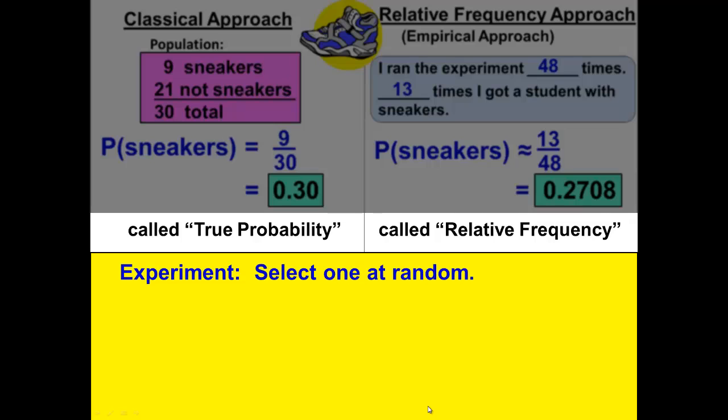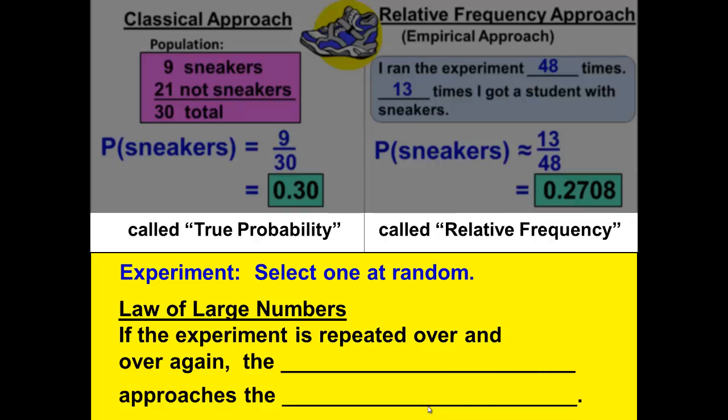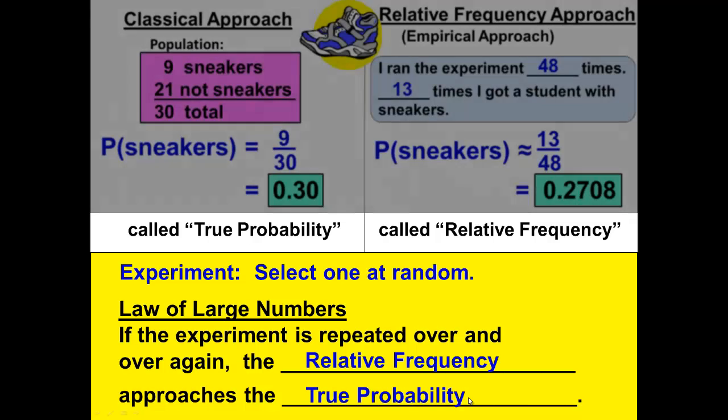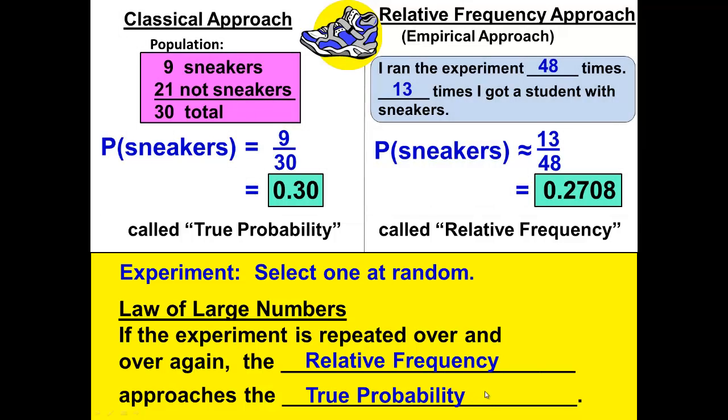An experiment is such as select one at random, and in the law of large numbers, if the experiment is repeated over and over again, the blank approaches the blank. And using the words true probability and relative frequency, what do you think happens? The relative frequency approaches the true probability.